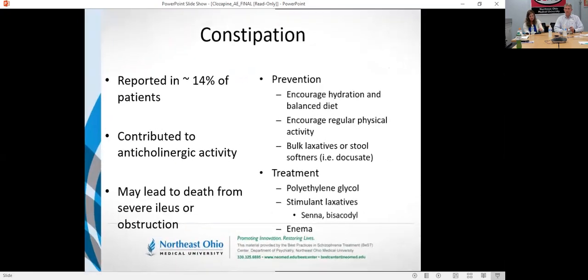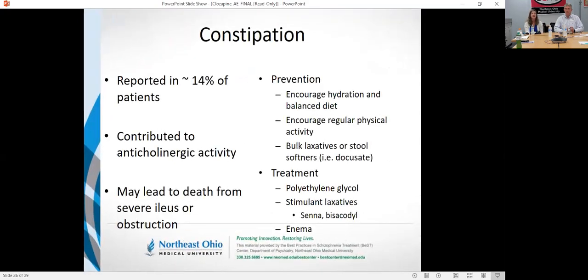And the last adverse effect is constipation. So this had a pretty consistent report of about an incidence of 14% in patients, mainly attributable to the anticholinergic activity, but it may progress and lead to death from severe ileus or obstruction. So it is important that somebody's asking patients who are on clozapine if they are experiencing constipation.